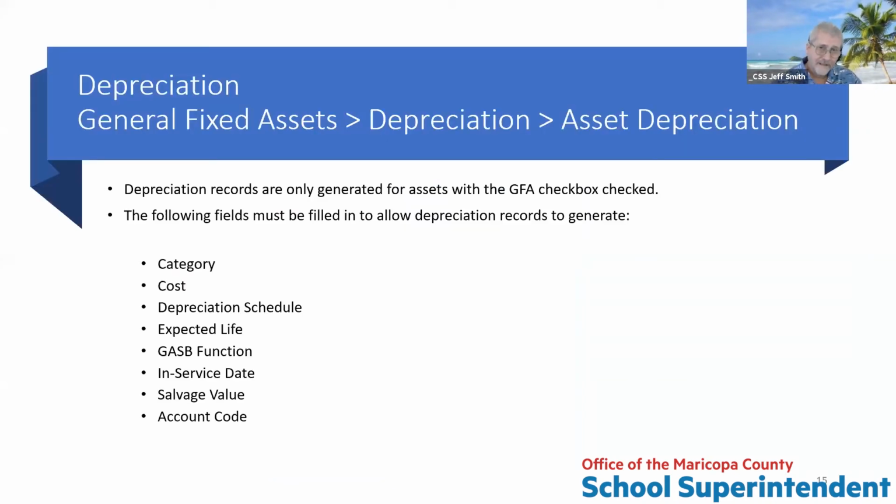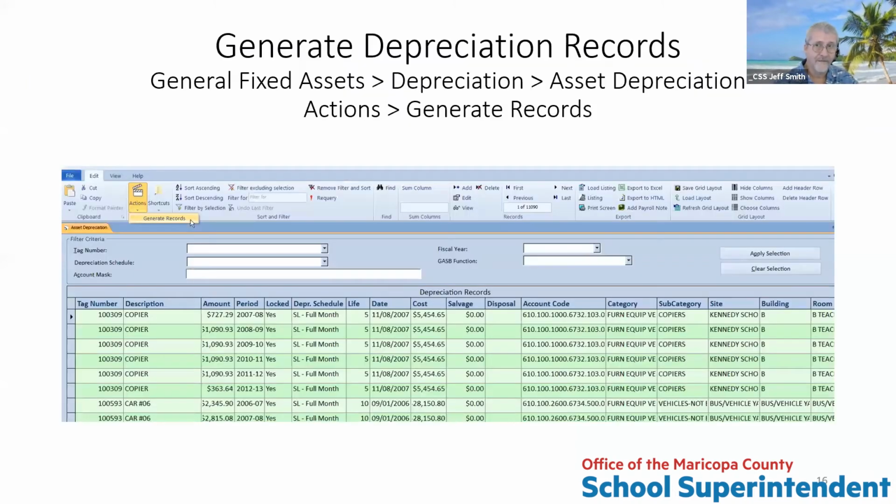So these are the fields that are necessary for depreciation. Depreciation records are only generated for assets with the GFA checkbox checked, and the following fields must be filled in to allow depreciation records to generate. So you need the category, the cost, the depreciation schedule, the expected life, the GASB function, in-service date, salvage value, and account code.